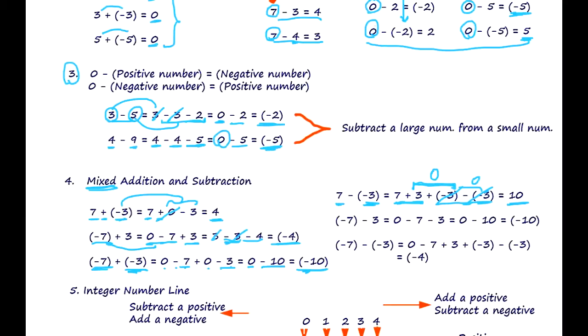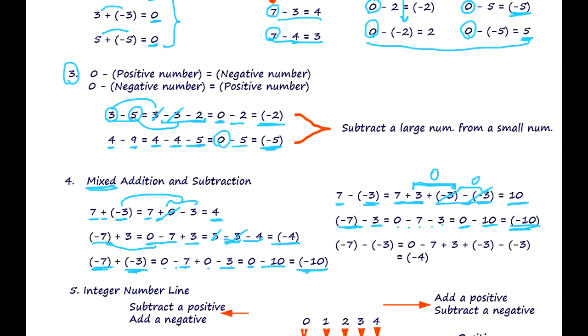How about subtracting a number from a negative number? Negative 7 is 0 minus 7, and subtracting 3. So you're subtracting 7 and 3. It's going to be 0 minus 10. So the answer is negative 10.